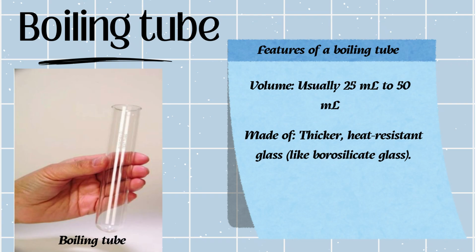Since it has a larger volume, we can carry out reactions where we require a huge amount of reactants. So it is suitable for such reactions where we need more reactants and will end up with more product. It is also made of borosilicate glass, but this time the thickness of the boiling tube is much more than that of the test tube. Hence, it can withstand the boiling temperature, which is quite higher than the mild heating temperature. So it will not break at higher temperatures.